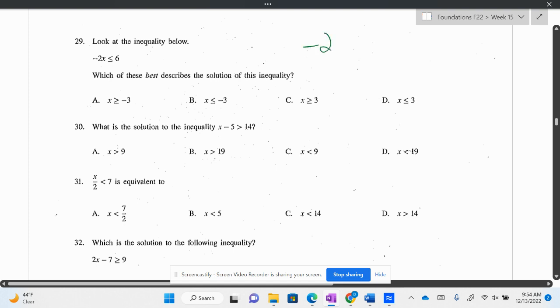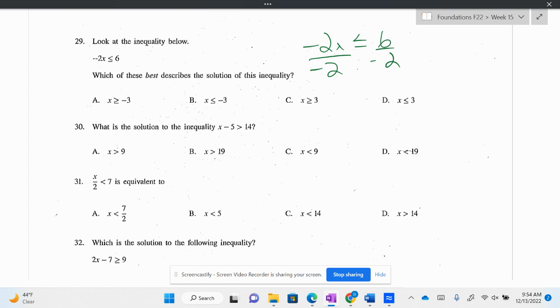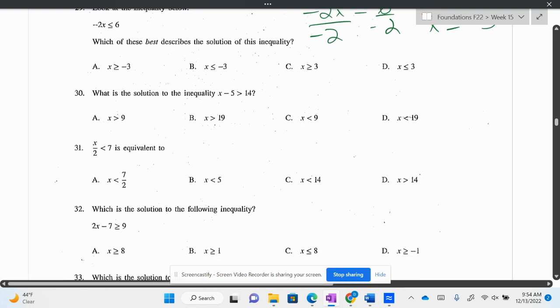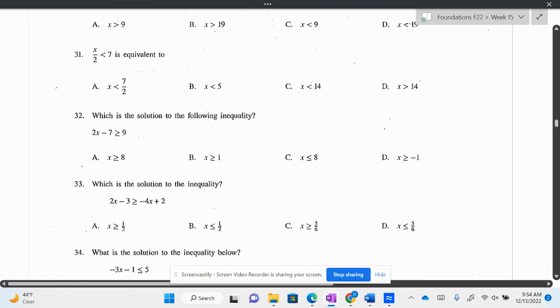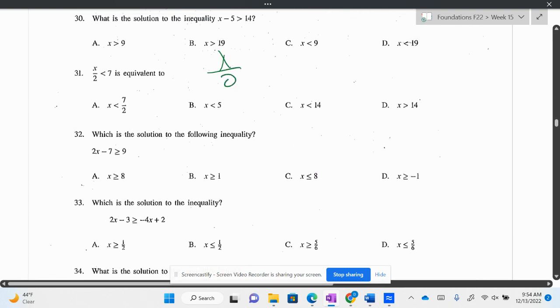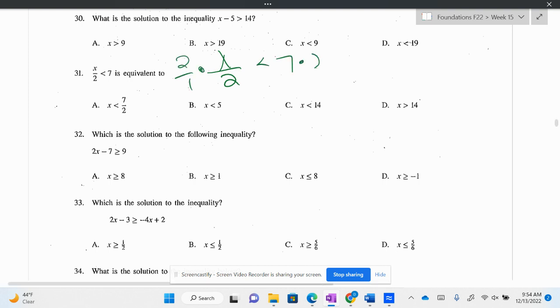Divide both sides. So negative 2x is less than or equal to 6. Divide both sides by a negative 2. Remember that when you divide by a negative, you have to flip the inequality. You have to flip the sign. Here, x divided by 2 is less than 7. The undo of divide is multiply.